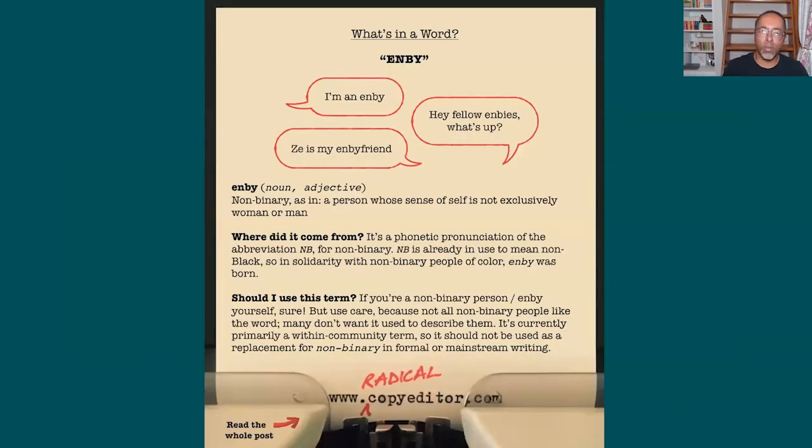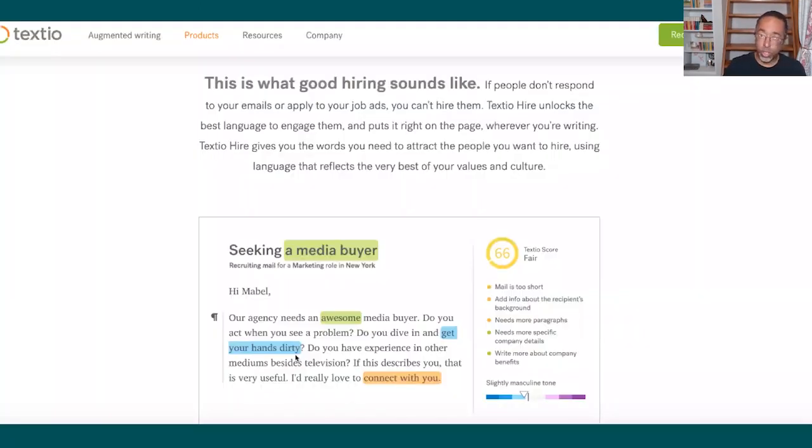Now, there are tools out there to help us write more inclusively. One of them is Radical Copy Editor, and it really helps you think about how to write for folks who usually don't get a lot of say in how they are written about. Another one is Textio, which is really good for writing more inclusive job descriptions, because not everybody wants to be a ninja or a rock star.